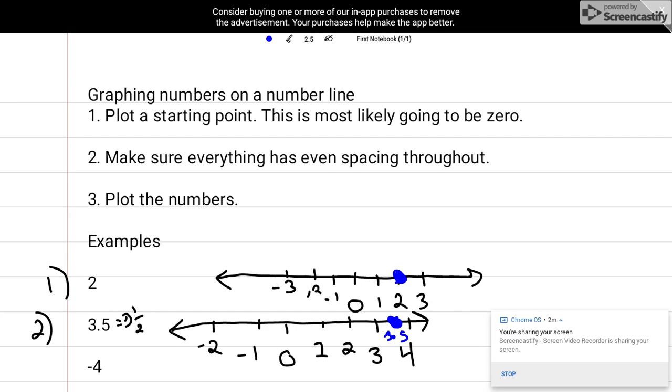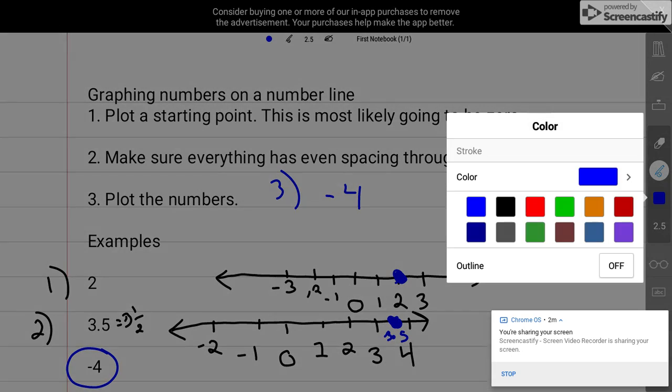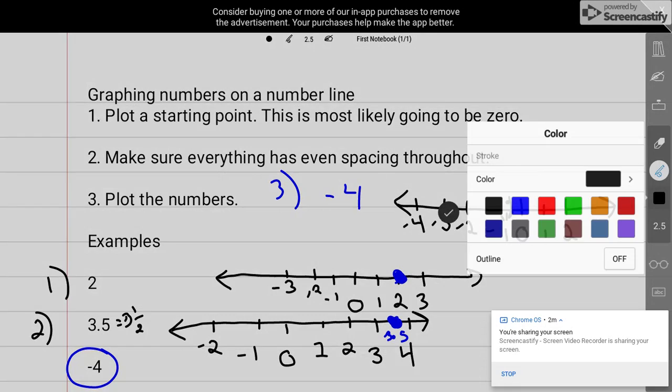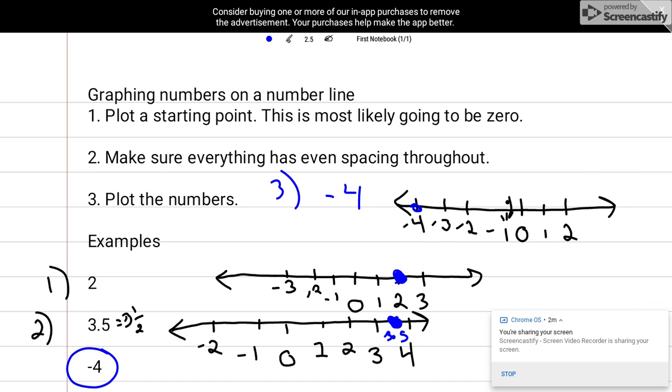So I did run out of room, unfortunately. So this number 3 we're going to do right up here. We're going to plot -4. Switch back to black to make our number line. Here I am at 0, 1, and 2. And let's plot some negatives since we are plotting in the negative range. -1, -2, -3, and -4. And all I'm doing is going to color in and plot my point.